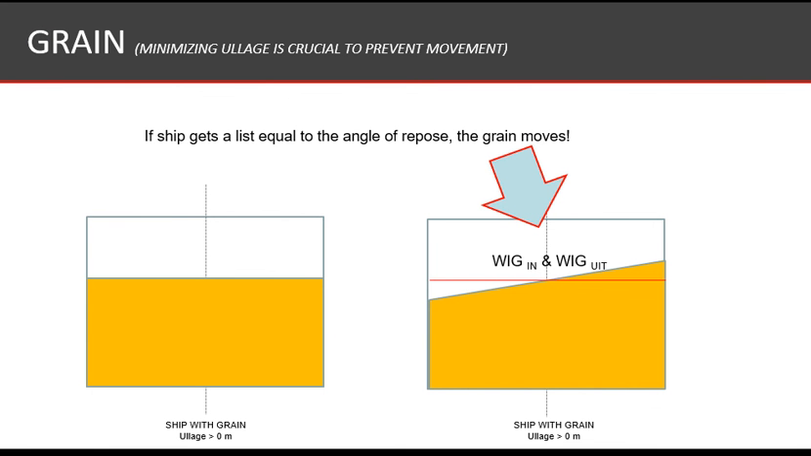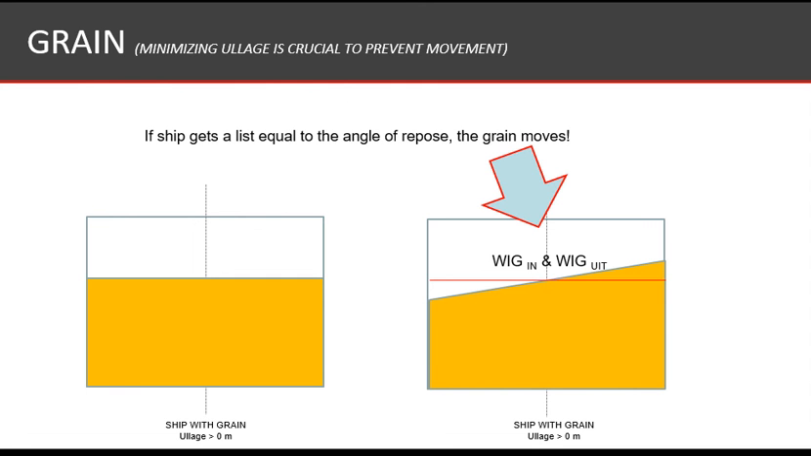Here is an example of what happens. We have a ship with grain, and as you can see the ullage is higher than 0. This is the ullage, and there is room for movement for the grain. So if the vessel starts rolling and gets a list higher than the angle of repose, in that case the grain starts moving, and you see it on the right side.